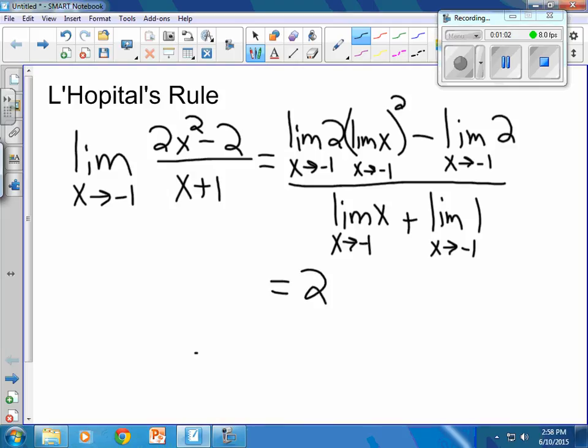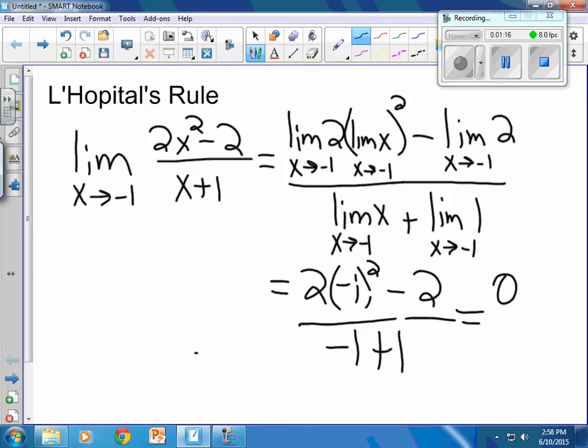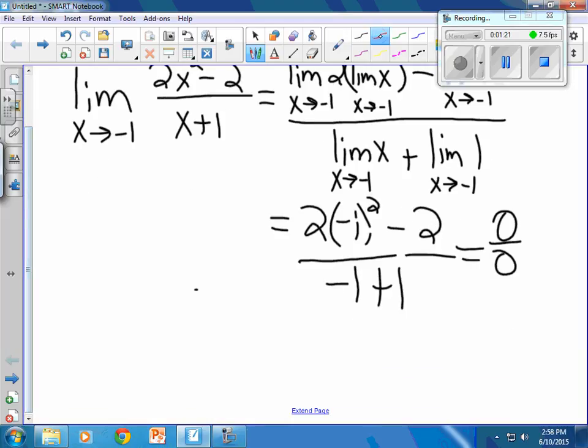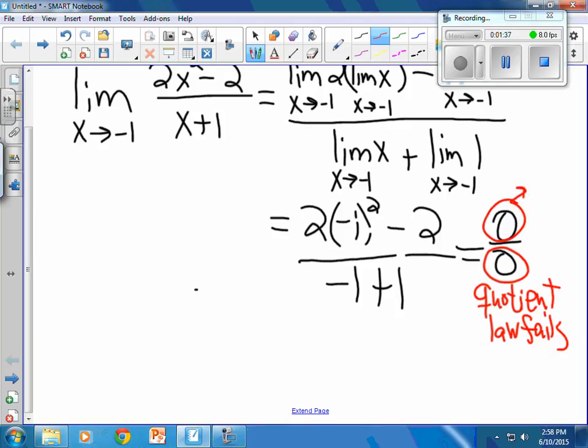Limit of 2, of course, is 2. Limit of x is negative 1, and we're squaring that, minus the limit of 2 is 2, divided by the limit of x is negative 1 plus 1. We would do the arithmetic. We quickly find that we get 0 over 0. Now, the 0 in the denominator tells us really that the quotient law fails. The 0 in the numerator then tells us that there is maybe still some hope that this limit exists.